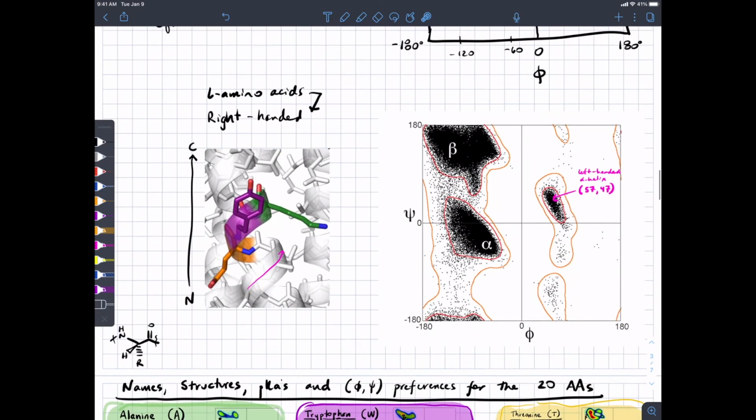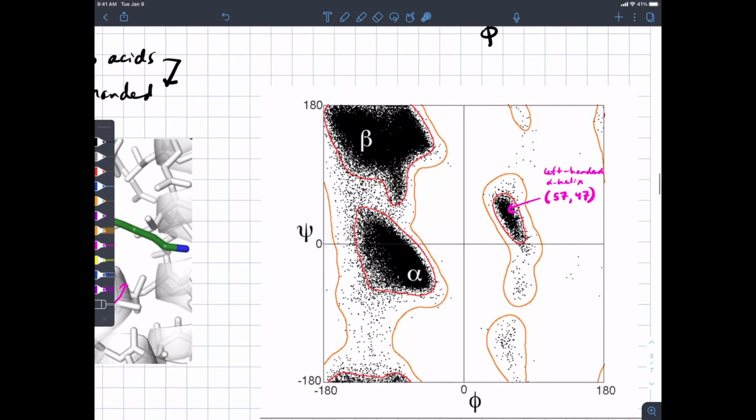So here is a Ramachandran plot for phi and psi, only this contains points for tons and tons and tons of amino acids in proteins. Each dot represents a specific observation, and you need computers to do this, or a lot of people and a lot of slide rules.